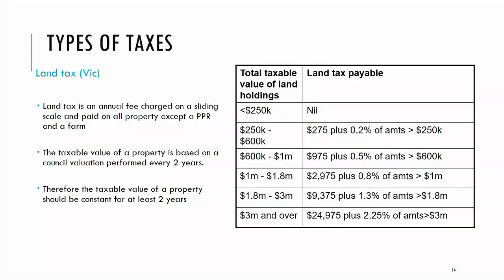This is the rate. The taxable value of property is based on a council valuation performed every 2 years. The city council values the land, then applies the percentage and sends you the tax. It's like your rate payment. The city council values your property every 2 years, and then your valuation will be the same for the next year, and you have to pay the rates based on that valuation.